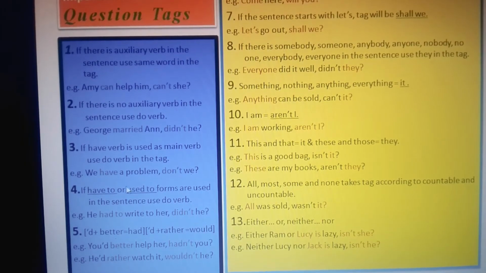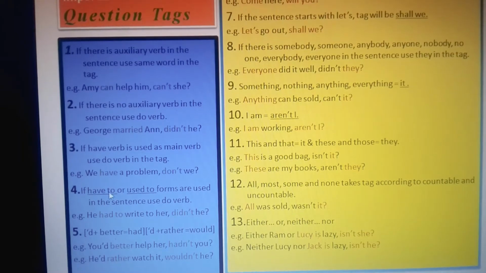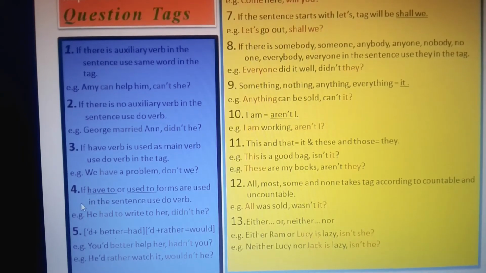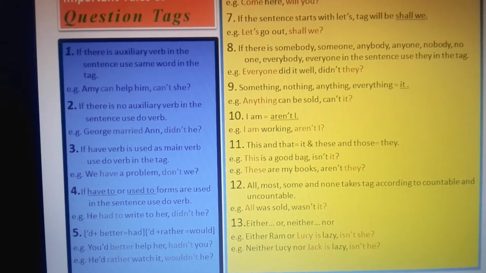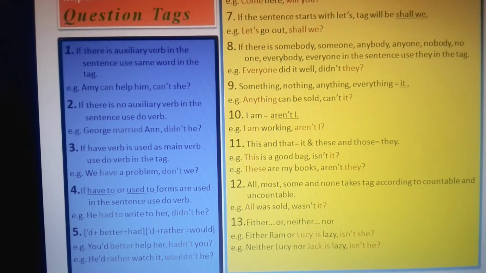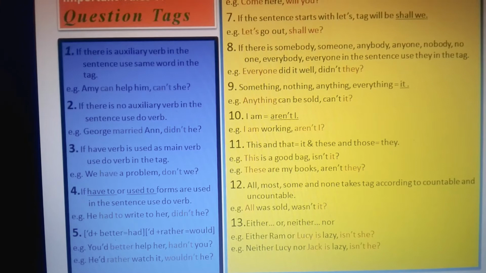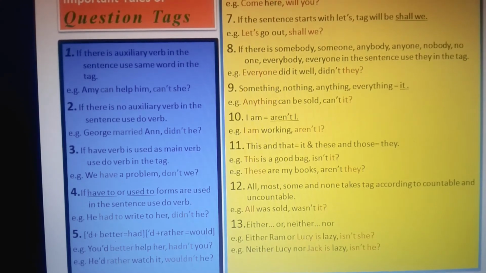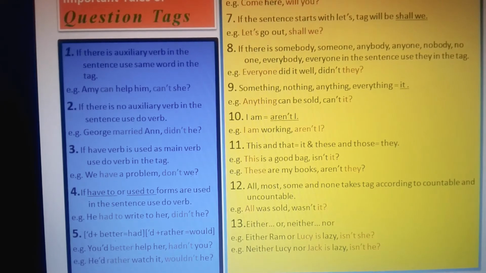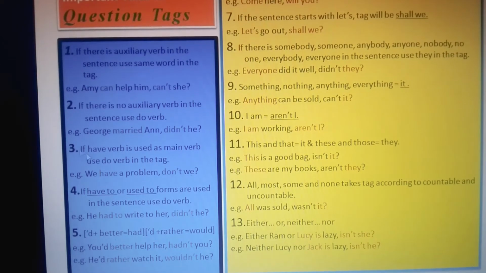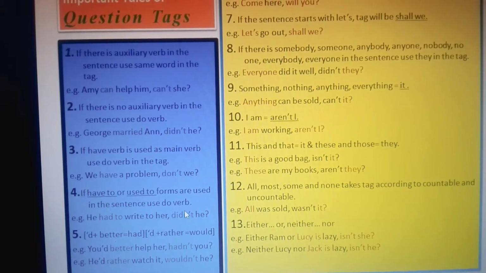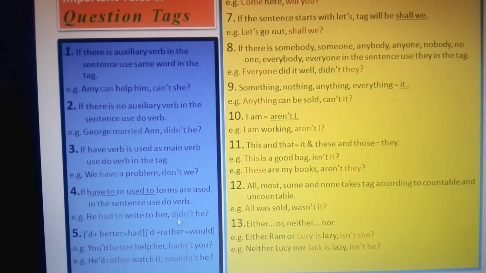Number 4, if have to or used to forms are used in the sentence, use the do verb. For example, he had to write to her, did not he? The had to form is used in this sentence, and did not he is written there, because had is past, that's why did is used there.